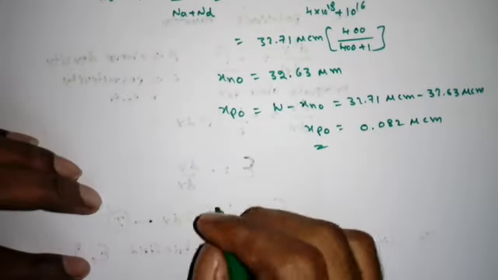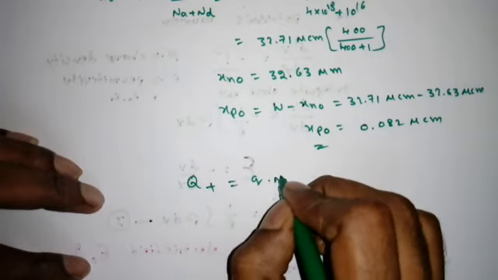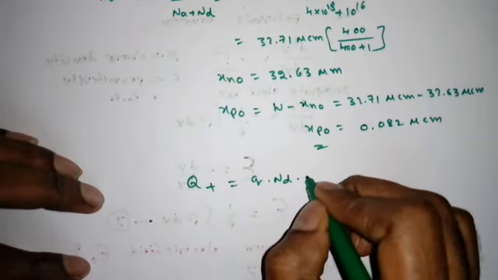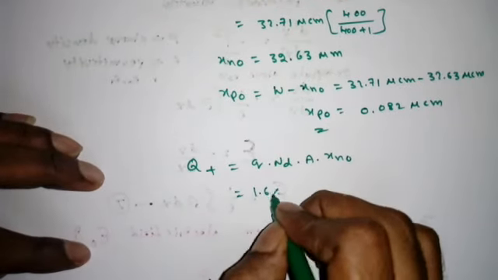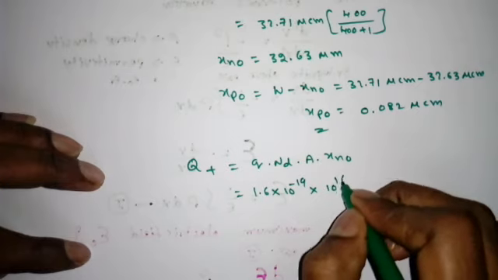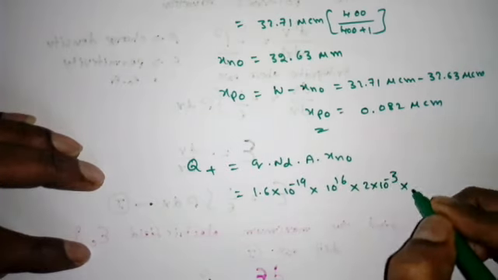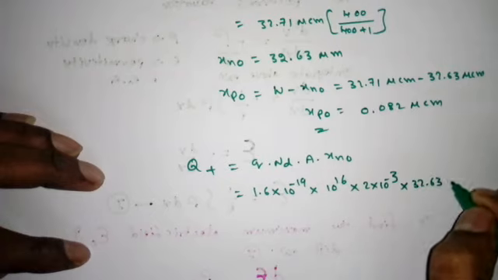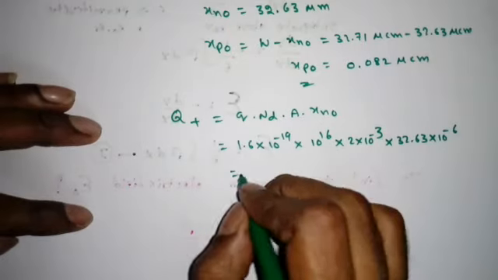So once we know Xn naught, Xp naught, what is the next one? We have to find Q plus. What is this? Q into Nd into A into Xn naught, right? So what is this? 1.6 into 10 to the power minus 19 into Nd. Nd is 10 to the power 16, given. Area 2 into 10 to the power minus 3. Xn naught we got 32.63 micro, means 10 to the power minus 6.